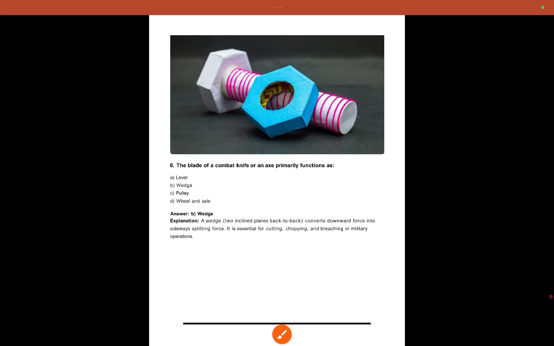Coming to question number 6: the blade of a compact knife or an axe primarily functions as a wedge. That means when we are hammering wooden blocks, we are using wedges. A wedge is two inclined planes back to back, which convert downward force into sideways splitting force. So here the blade of a compact knife or an axe primarily functions as a wedge.